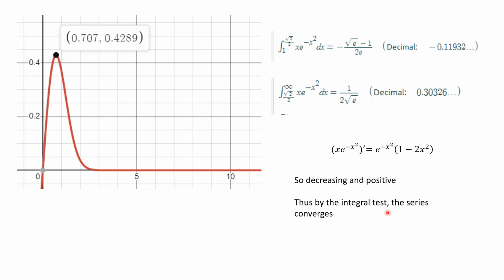So the integral converges, but the series, all you can say is the series converges. And some students said, oh, the series converges to the same value. It doesn't necessarily, and in this case, it doesn't either. So that was this problem.